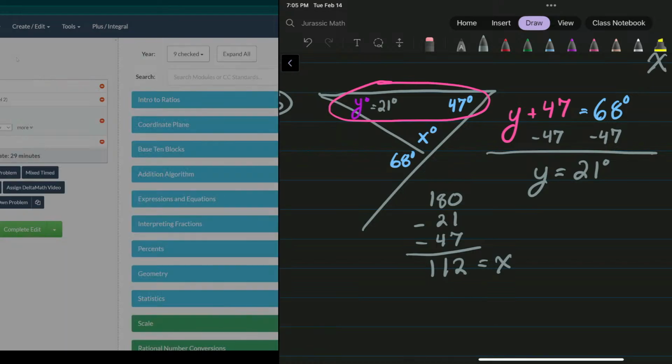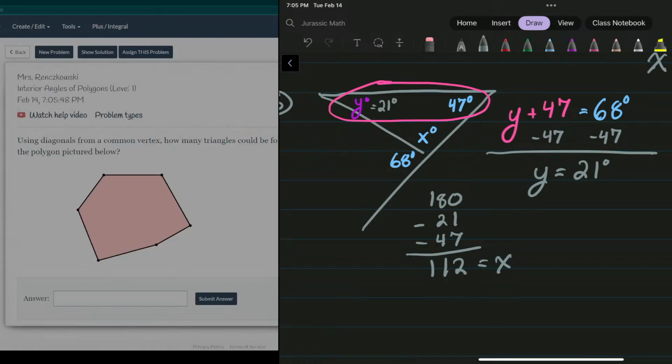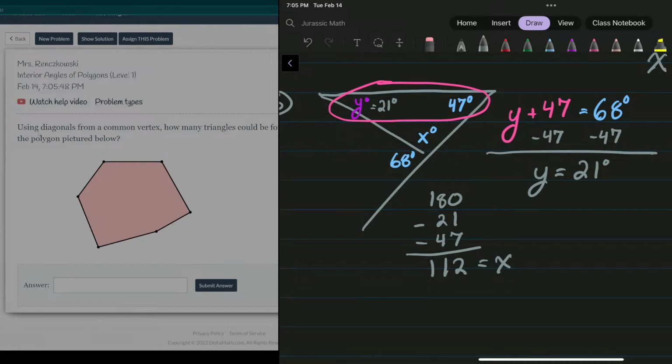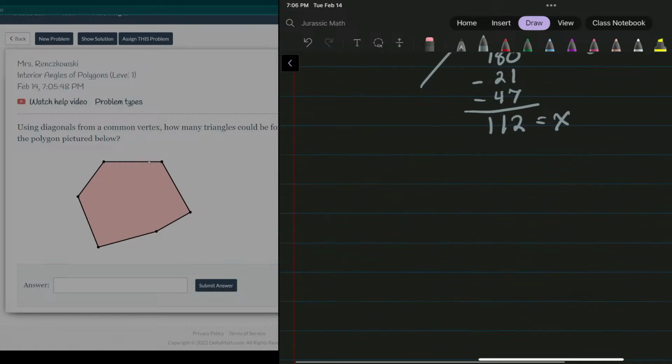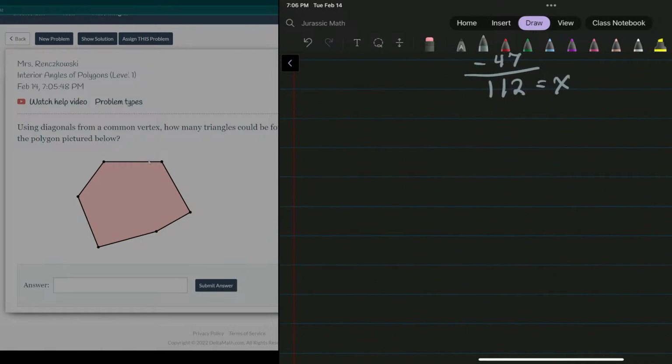And the last problem is interior angle sum of a triangle. Using diagonals from a common vertex, how many triangles can be formed in the picture? We have not gone over this yet. This will be on Thursday. So this is question number 4. I'm going to try to draw that picture. There's a dot, another dot over here, a dot down here, and 2 more dots, a dot here and a dot here. All right, let's connect the dots.